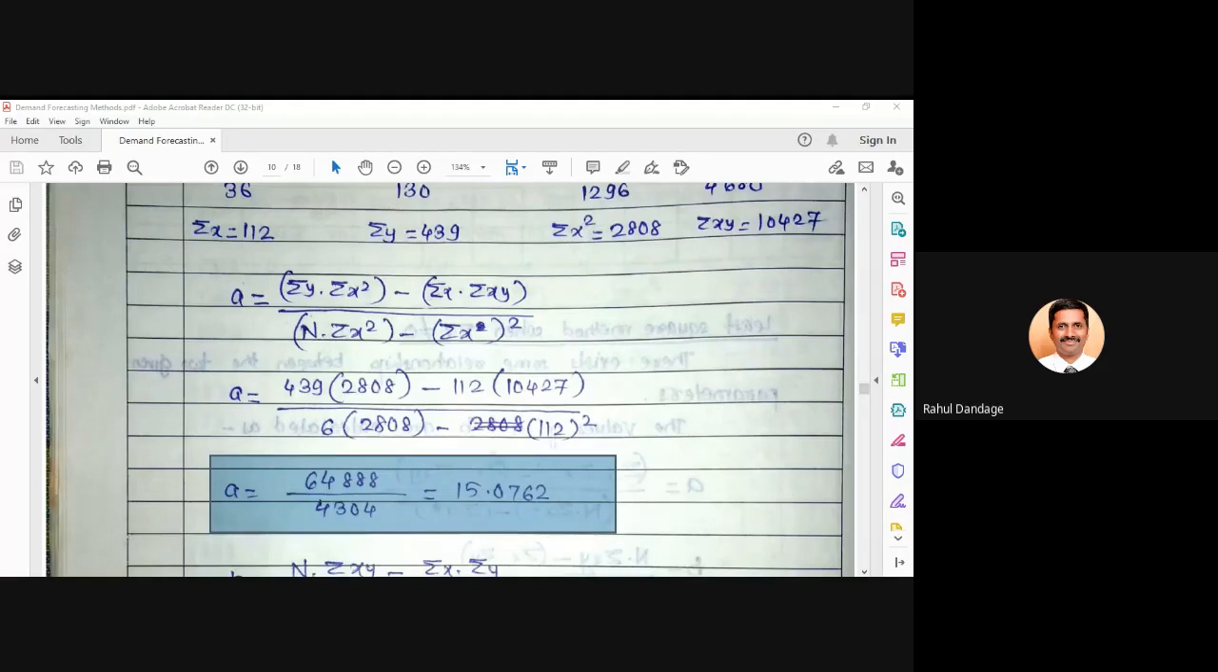Is there any query in the table or in the calculations? Those who have got the value for A can move further and try to find out the value for B. Yes, Nisha Gaukar, 15.083. Good.